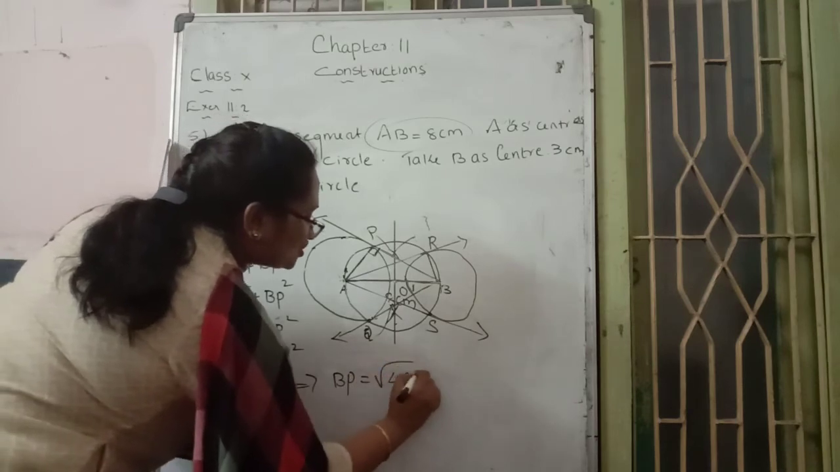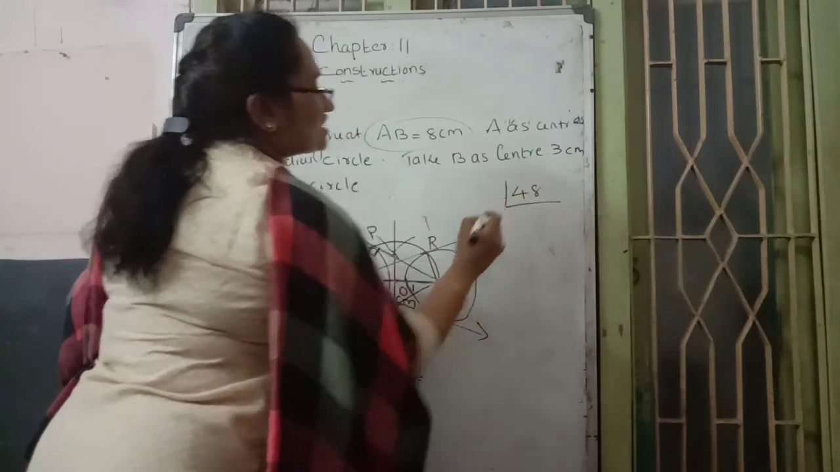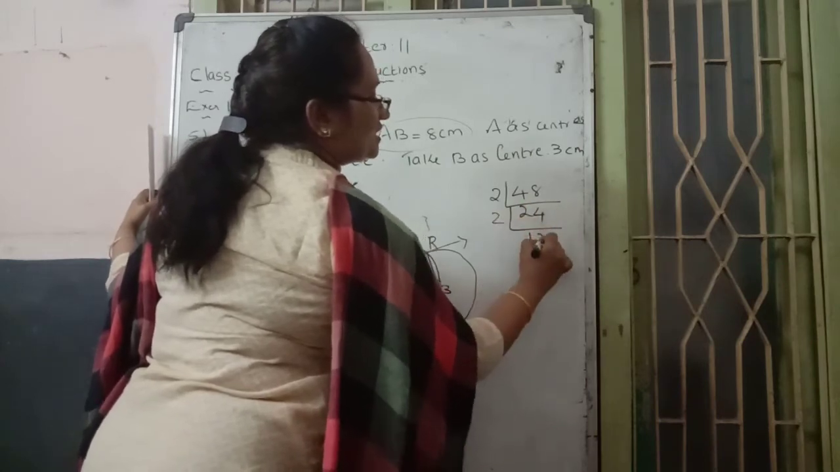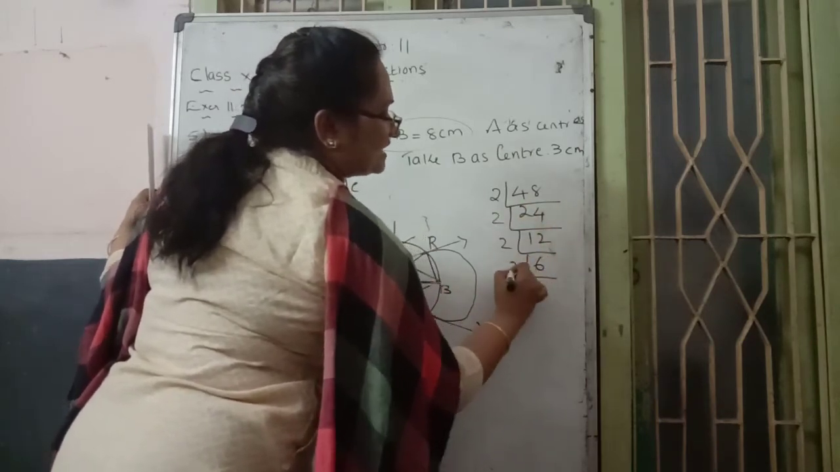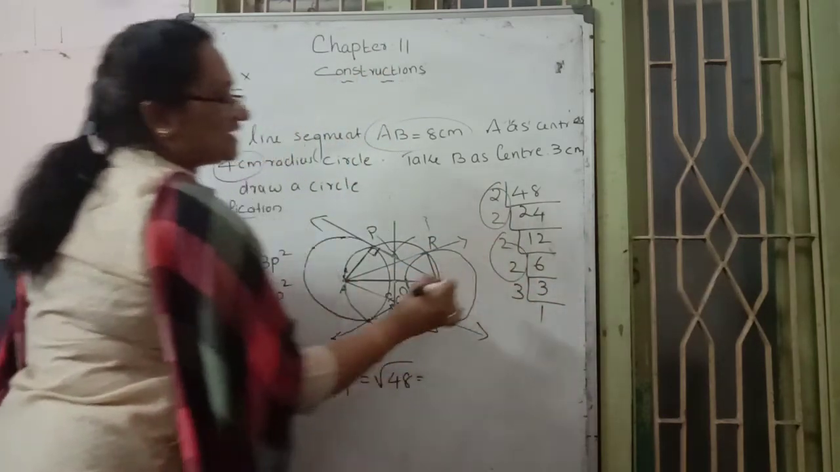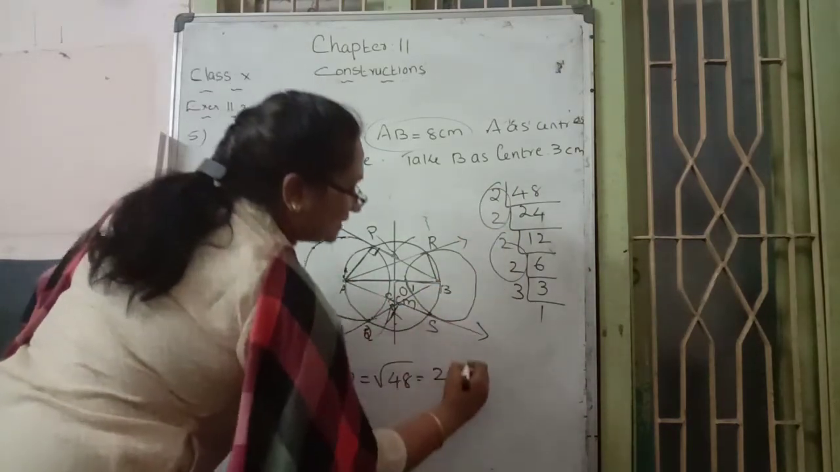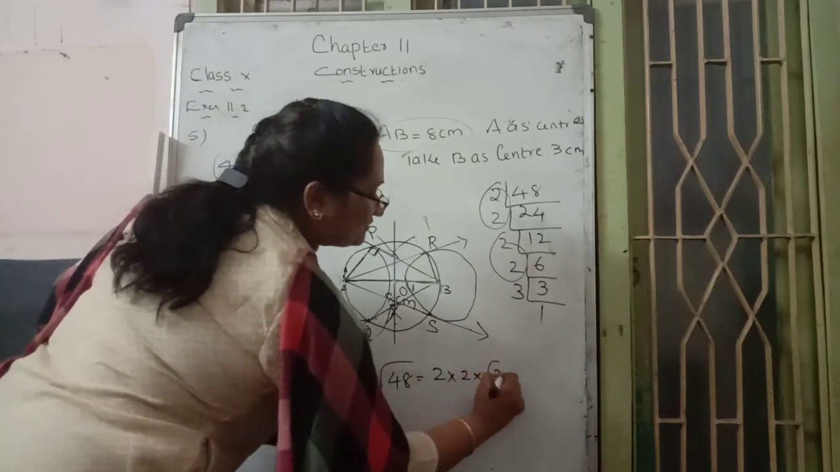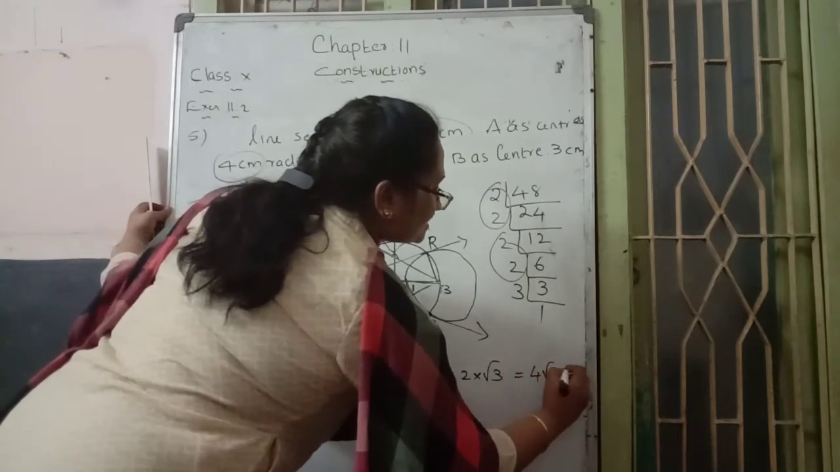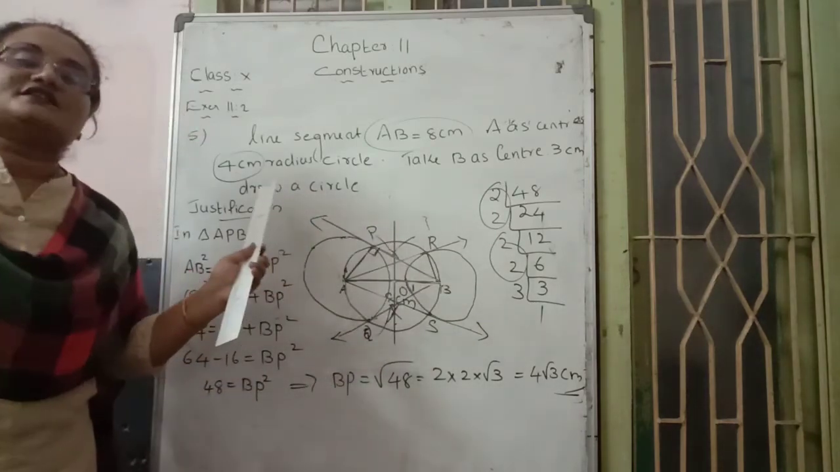For the BP side, we take the square root of 48. How to consider the square root of 48? Take the prime factorization: 48 divided by 2 is 24, again divided by 2, 12, again divided by 2, 6, again divided by 2, 3. 3 is a prime number. So pairing, from each pair, one number. Here the first pair, 2, we take out, the second pair, 2, we take out. But 3 has no pair, so that we keep inside the root. 2 twos are how much? 4 root 3 centimeter is the length of the tangent.